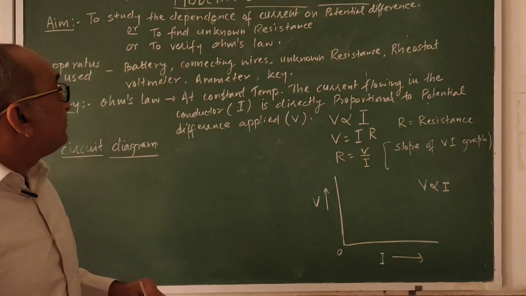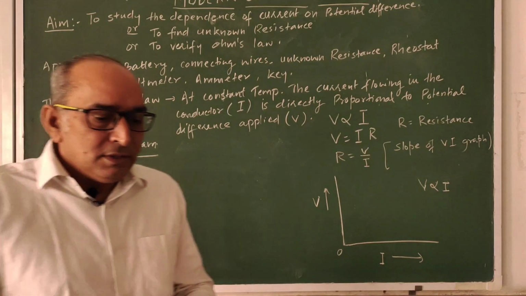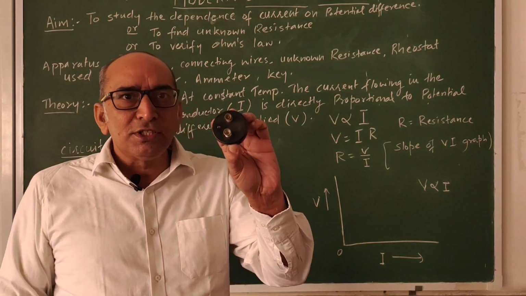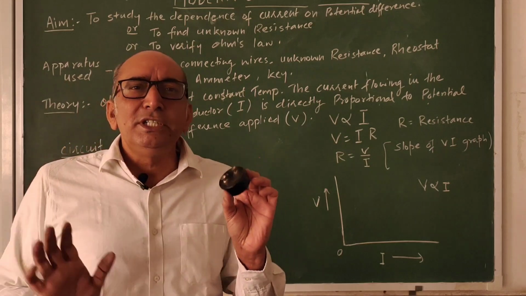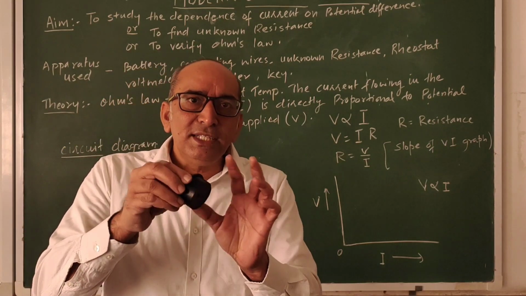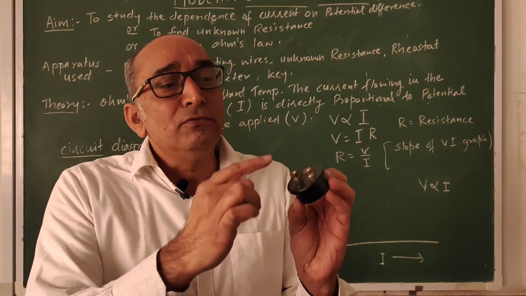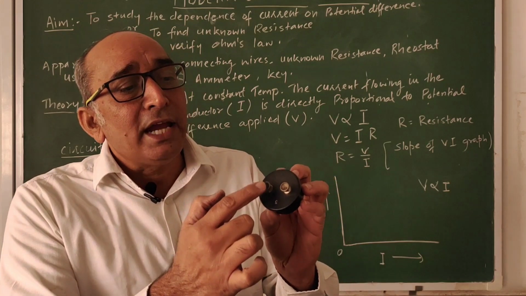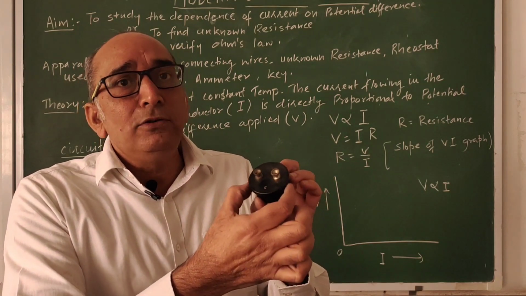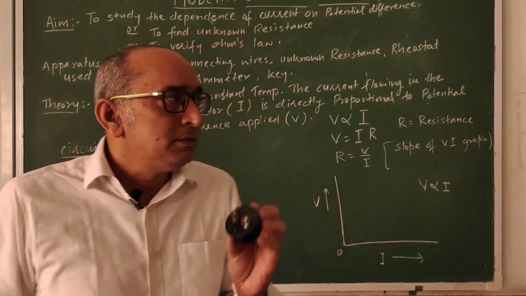The third is the unknown resistance. This is basically a resistance box. It does not have any positive or negative terminal. In it, when you open this box, you will find a nichrome wire which is connected with this end and this end. So we have to find the resistance of this nichrome wire.